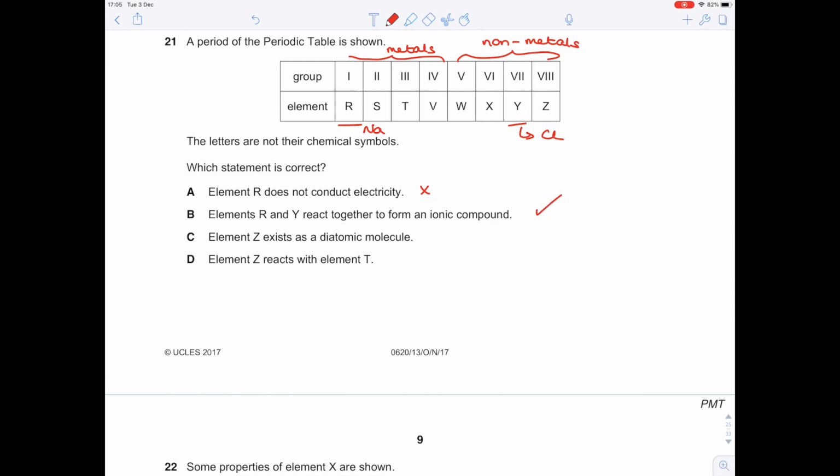Element Z exists as a diatomic molecule. No, Z is a noble gas. Remember, these are monoatomic. That's false. Element Z reacts with element T. Well, they're very unreactive group 8 elements as well, so that would not be true either. So that means that the answer here is B.